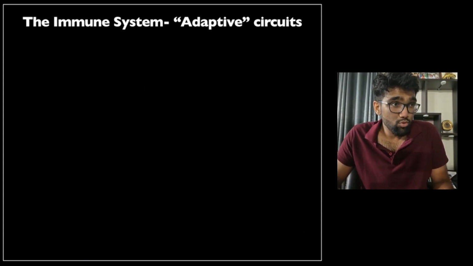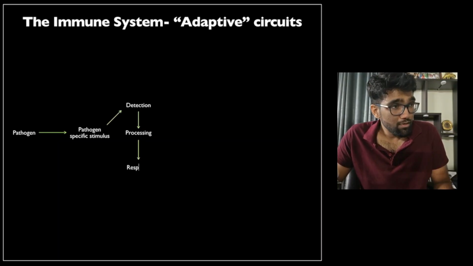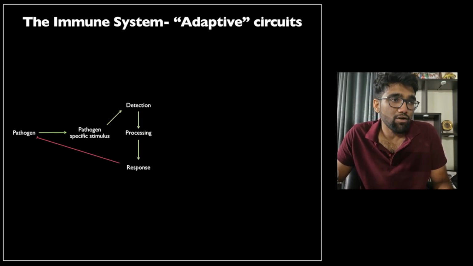Now, coming to the most advanced circuits that we have, that is the adaptive immune circuits. So here again, the pathogen attempts entry into the human host, and that results in a pathogen specific stimulus being generated, some molecular pattern on the pathogen that gets detected by the immune system. That results in again a processing of that information. Now this part is exactly the same as I just discussed, resulting in a response that tries to inhibit the pathogen's entry and or tries to kill the pathogen.